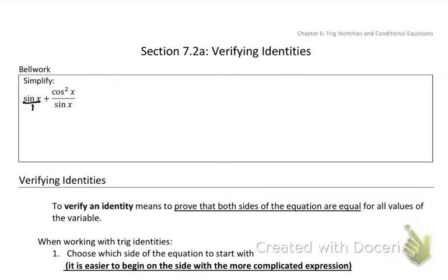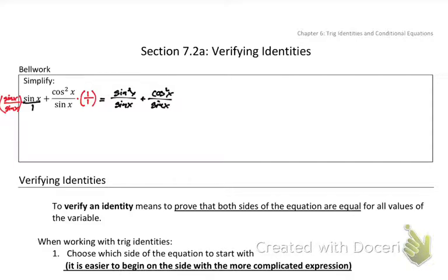So if I multiply this left-hand side by the other's denominator, I multiply the top by sine x, I multiply the bottom by sine x, and for this one, I'd multiply the top by 1 and the bottom by 1, because this denominator is just 1. So that's going to give me sine squared x divided by sine x, and we'll have plus cosine squared x over sine x.